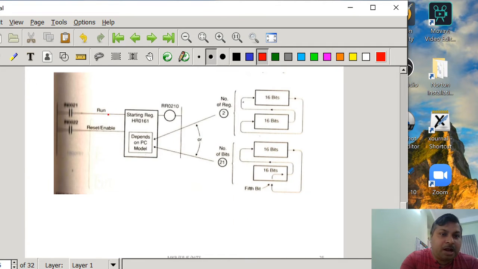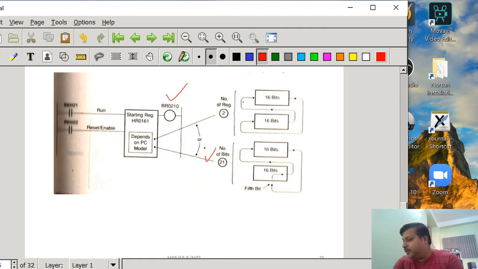So this is the run, this is the reset enable and this is the rotate right. Okay, so you have to specify the starting register HR161, and depending on the PC or model, here you can specify the number of registers, that is maybe 2, or sometimes there is a provision that you have to specify the number of bits, that is 21. Anyway, we require 2 16-bit registers. If it is 21, then also we require 2 16-bit registers. Okay, so now what will happen, this is the way. The data will be loaded cyclically within the registers by the rotate right function.